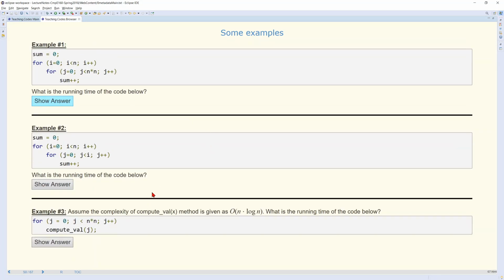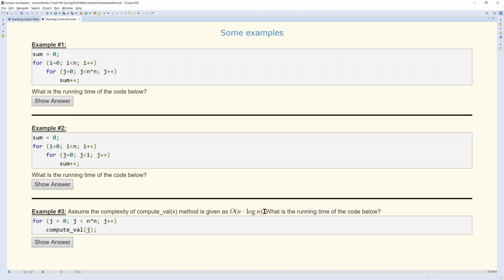Now, finally, if you look at example 3, this time we have a single loop that's executed n squared times. However, there is a method call here. We're calling a method named compute value with some parameter j. I don't care what it is. And we're given in the question that this method has a complexity of O(n log n). Now, why is it n log n? It's just given in the question. I don't know why. We don't know the details of that method.